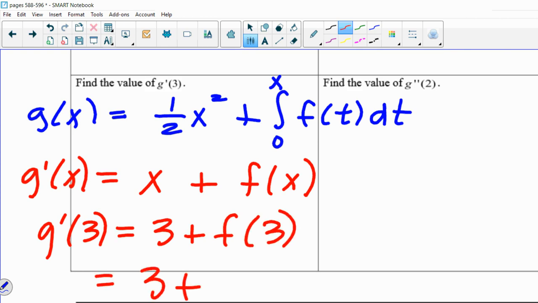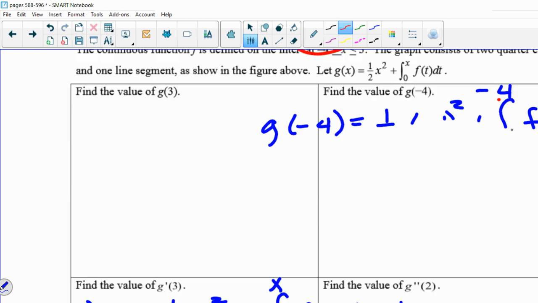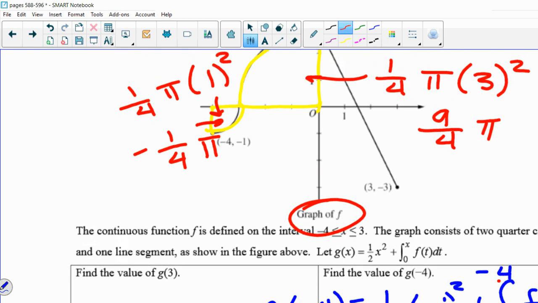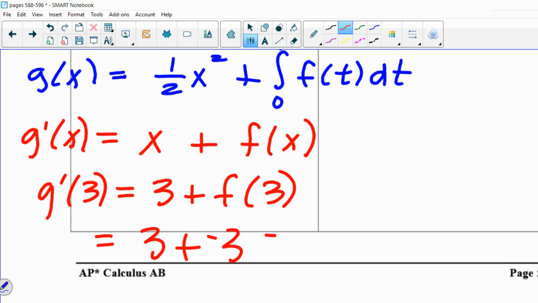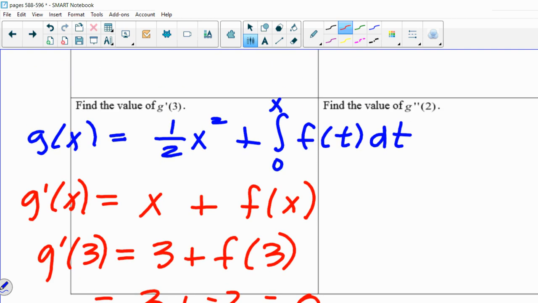So what is f of 3? Oh, f of 3 is negative 3. Big old 0. One more. Find the value of g double prime of 2.